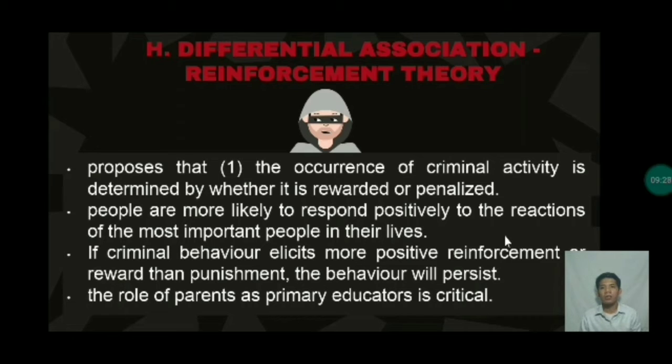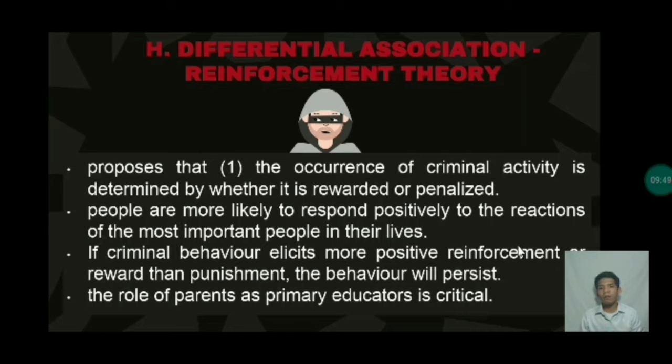differential association reinforcement theory. So according to Ernest Burgess and Ronald Akers, it proposes that the occurrence of criminal activity is determined by whether it is rewarded or penalized. People are more likely to respond positively to the reaction of the most important people in their lives.